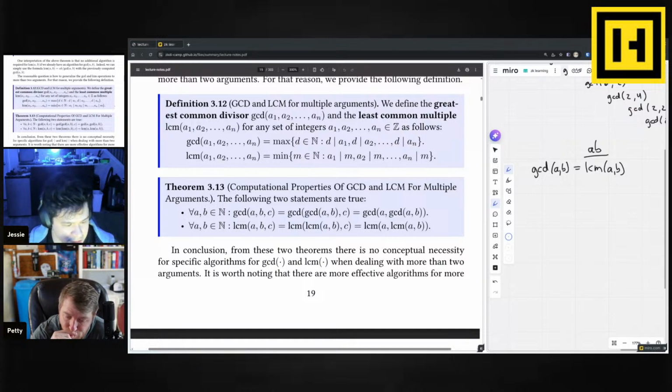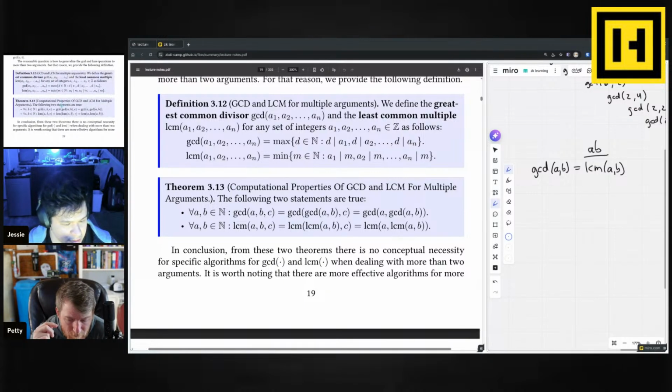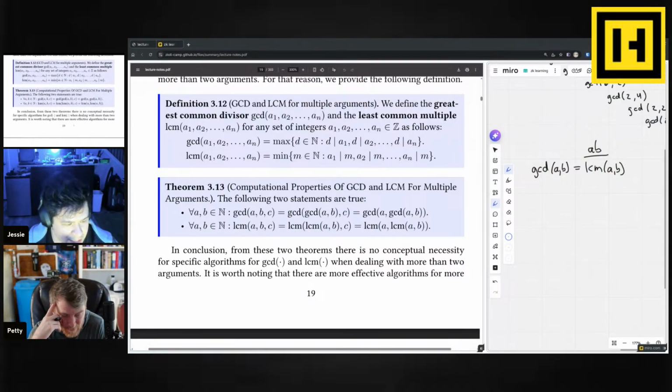Theorem 3.13, computational properties of GCD and LCM for multiple arguments. The following two statements are true. There exists, for all A and B that exist within the natural number set N, parameterized by GCD of A, B, C is equal to GCD of GCD of A and B, and C.